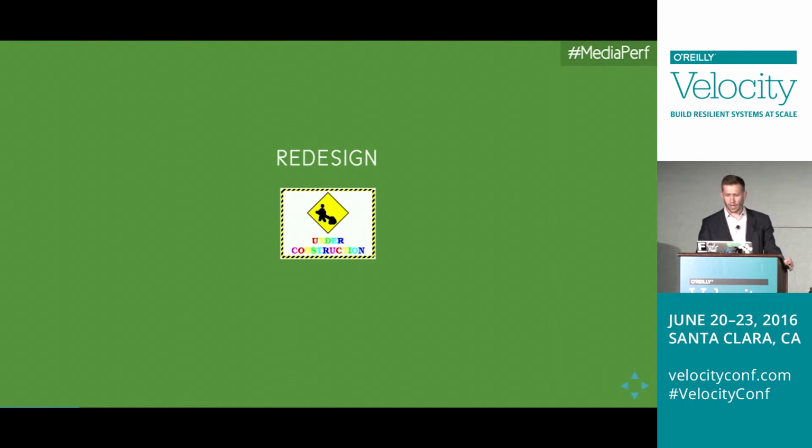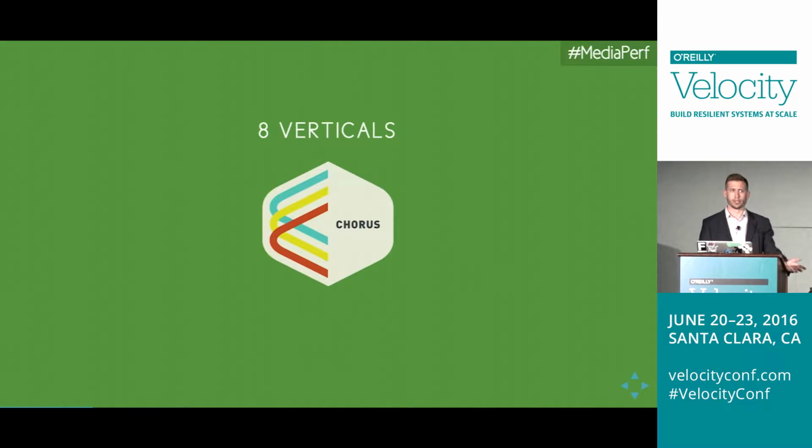And then we also have 8 different verticals. So with all 8 of those sites, any change we make on one site is going to happen to all of them at the same time. So we need to make sure that any code change that we push will work on all 8 of those sites, not just a single one.